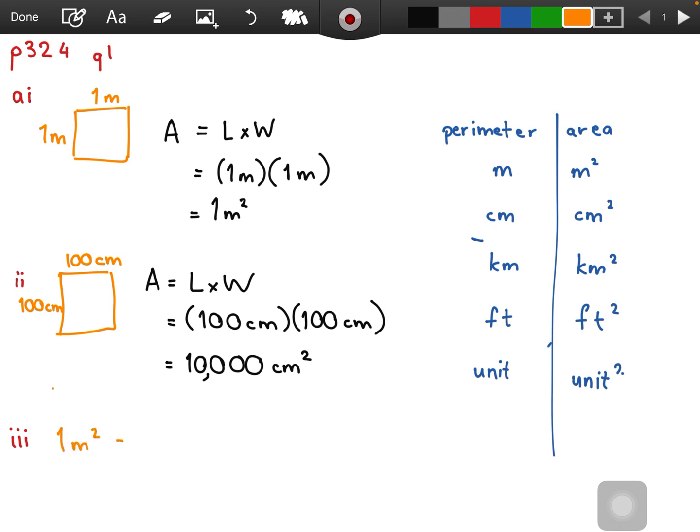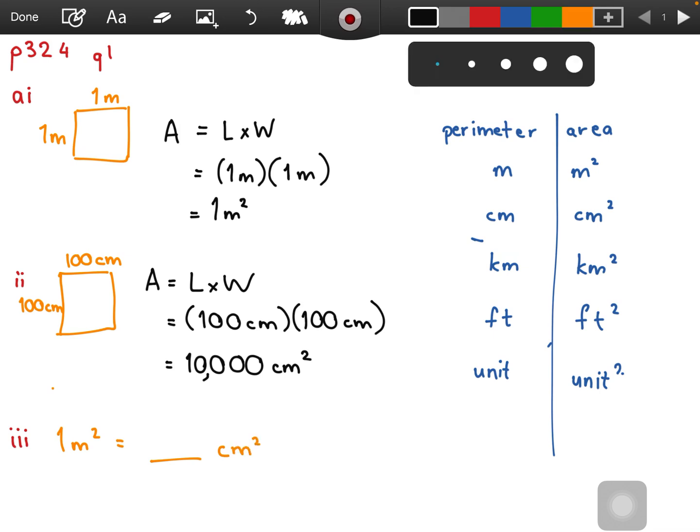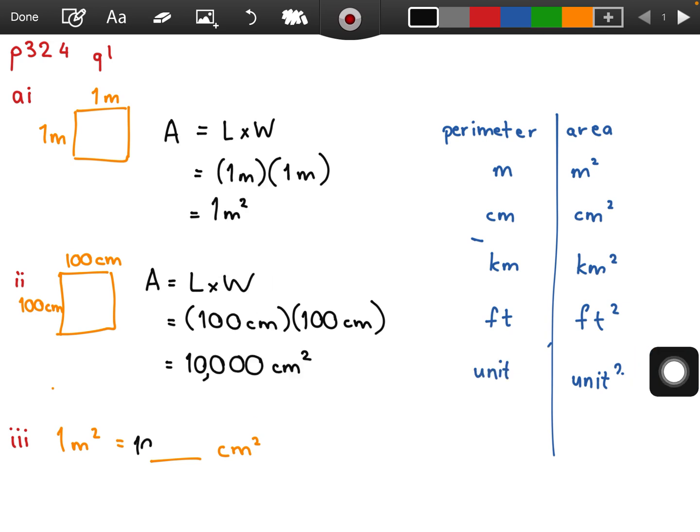Okay, so part 3 says complete the following sentence. 1 meter squared is equal to how many centimeters squared? Well, because these are the same square, they should have the same area. So the answer there is 10,000 centimeters squared. So it's 100 squared, centimeters squared.